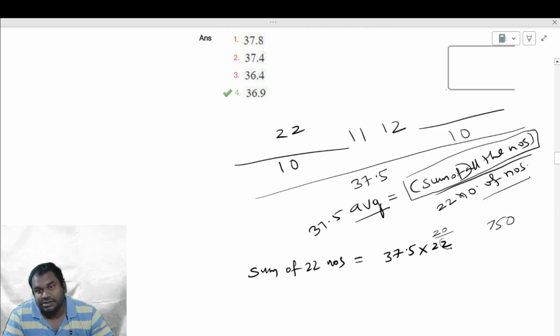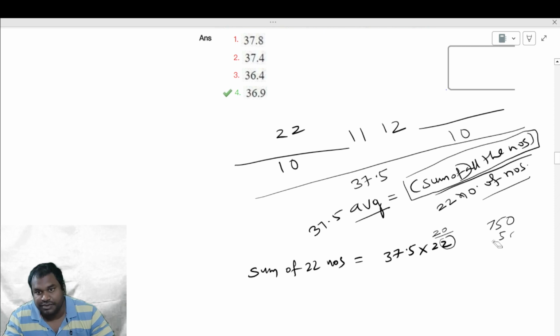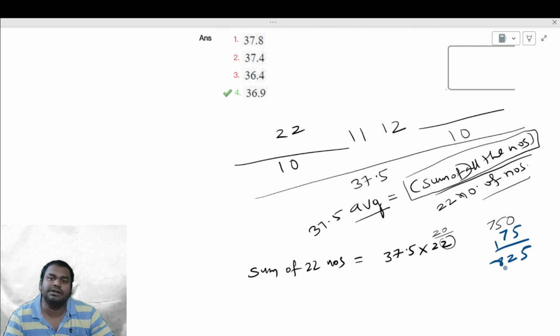Already I multiplied with 20. There is remaining 2. So 37.5 into 2, you know that is 75. Just add it to 750, then it will become 825. Now you got the sum of all the 22 numbers.